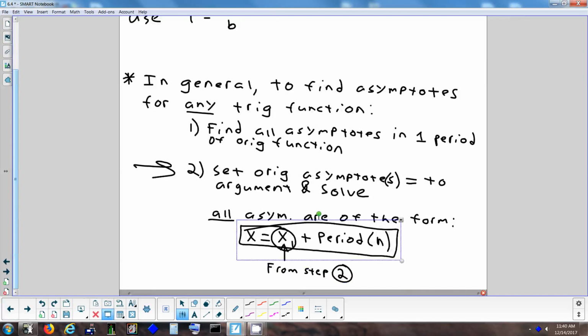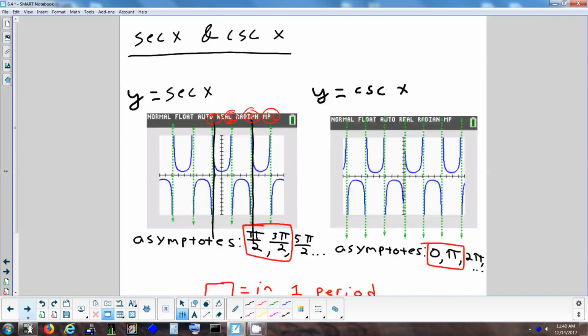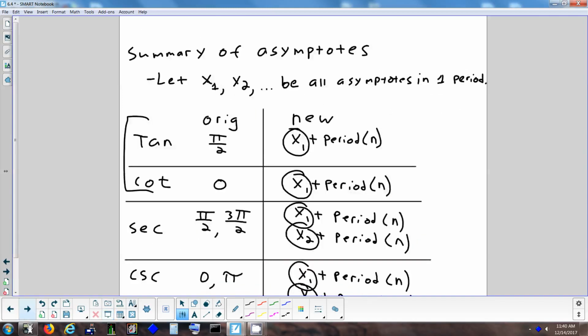Set the original asymptote equal to the argument and solve. Okay? So if you're wondering, how do you find the x1s and x2s? Put a note and say, go back and read step 2. So it's step 2 from 4 slides earlier. I'm not going to write that all again.